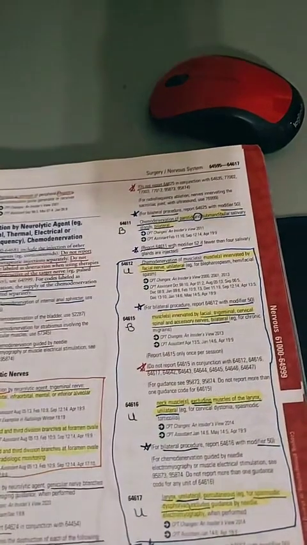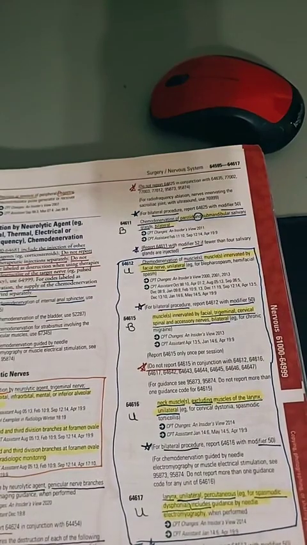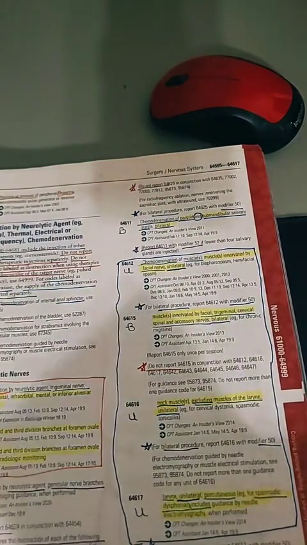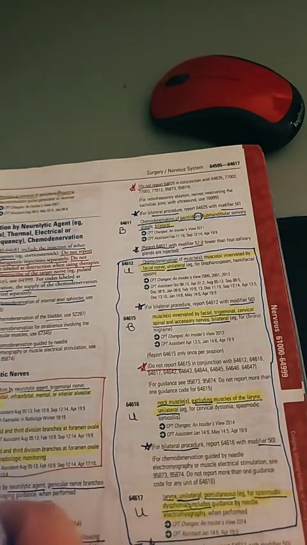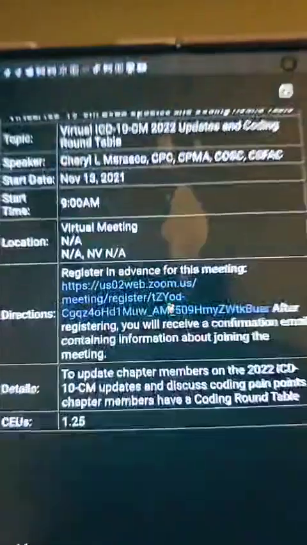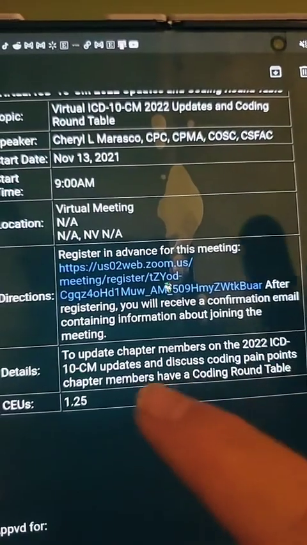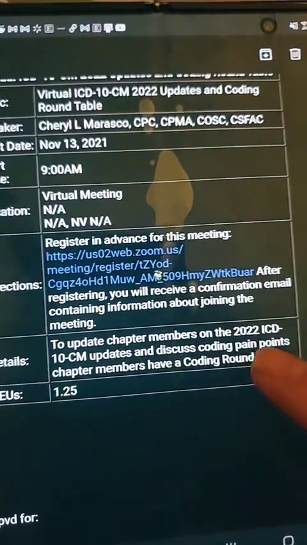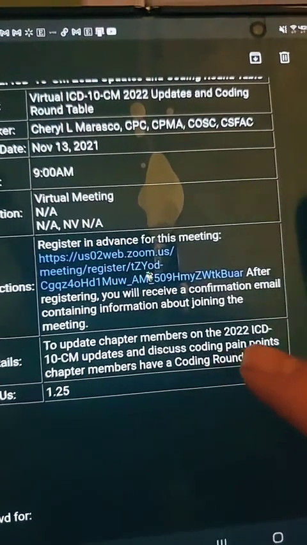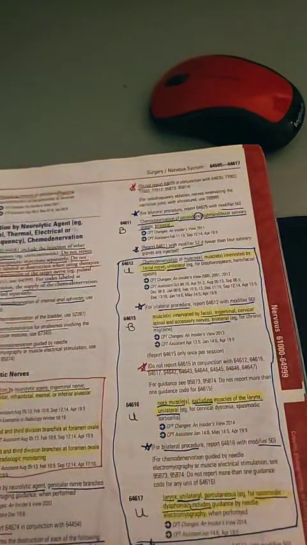It is going to be November. Let's see. There's an event on TikTok. So when we're off the live, I'm sure it'll say. Oh, the 13th. It's going to be on the 13th at 9 a.m. Right here. So it's going to be a chapter update on the 2022 CM coding pain. Is it coding pain? Or how coding is a pain? I wonder.